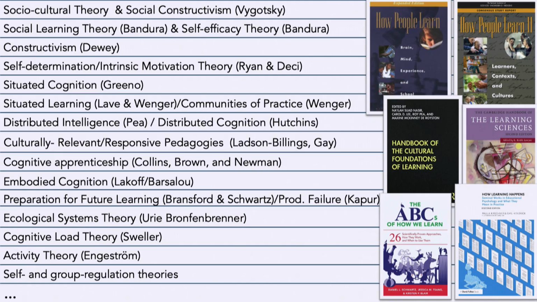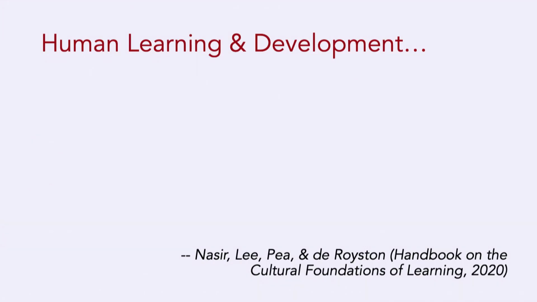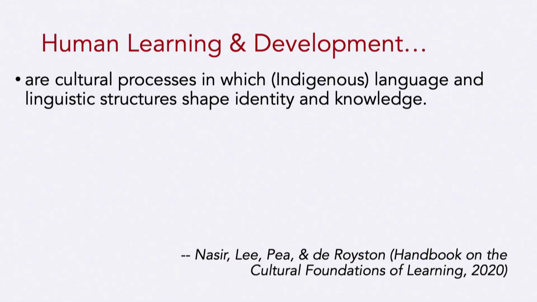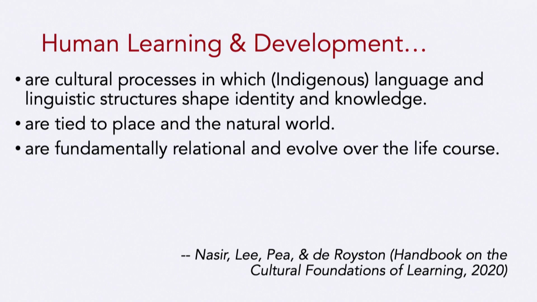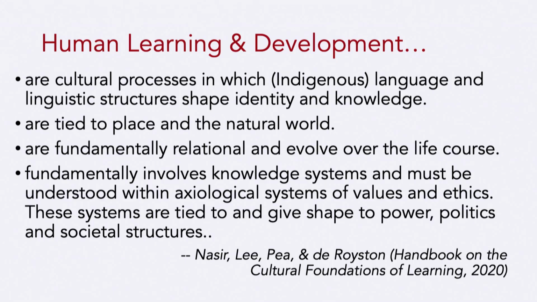But to understand human learning at its core, these amazing scholars who authored the handbook on the cultural foundations of learning put it very succinctly and well. Human learning and development are cultural processes in which language and linguistic structures shape identity and knowledge, are tied to place and the natural world, are fundamentally relational and evolve over the life course, and fundamentally involve knowledge systems and must be understood within axiological systems of values and ethics. These systems are tied to and give shape to power, politics, and societal structures.